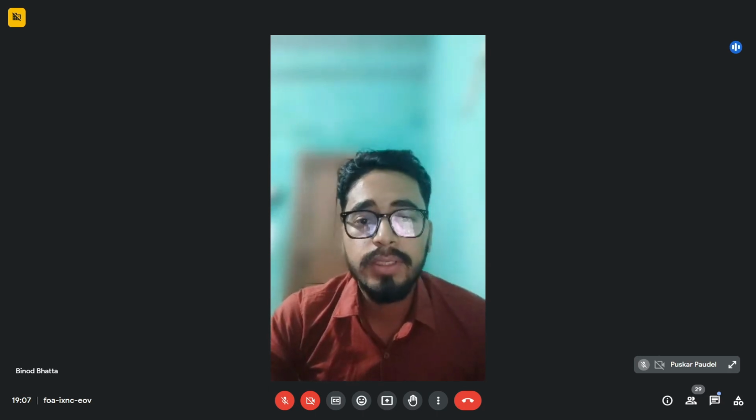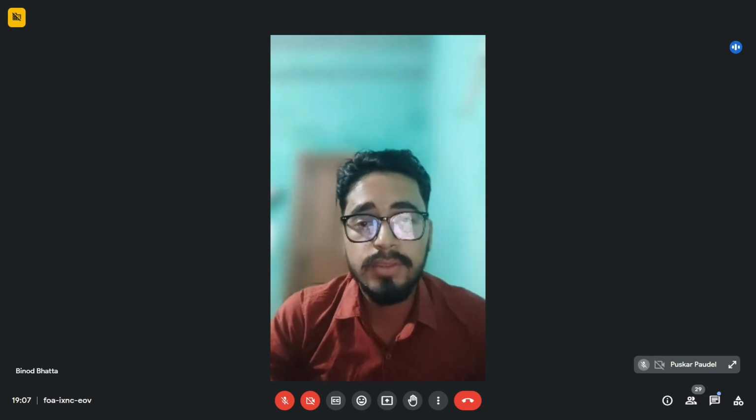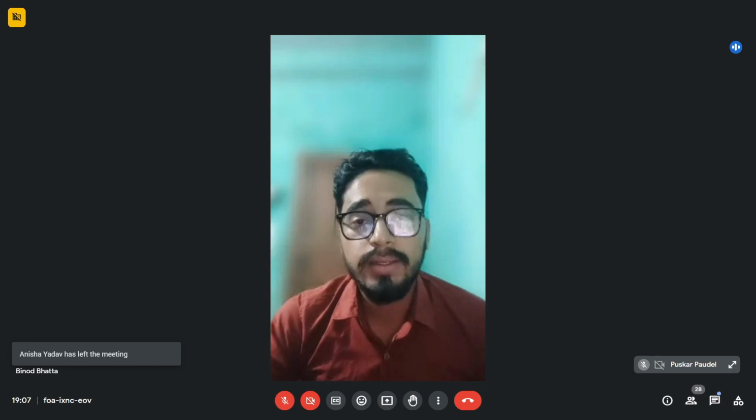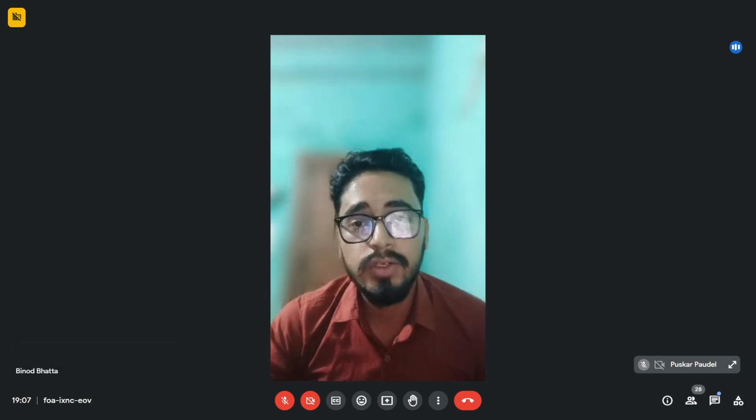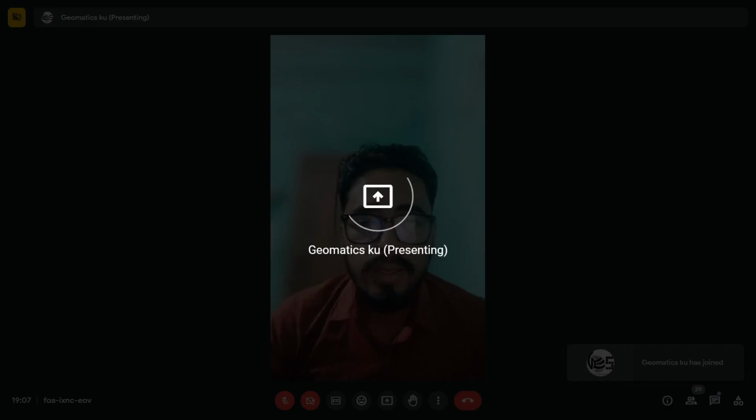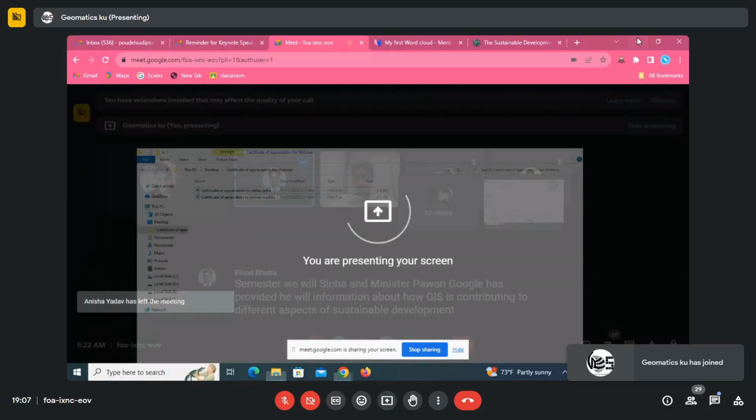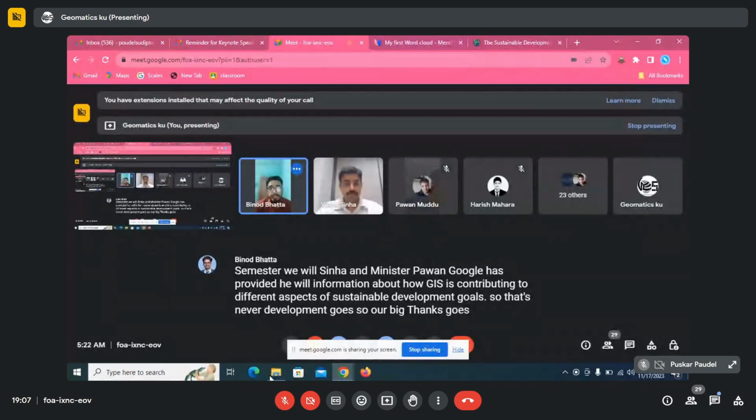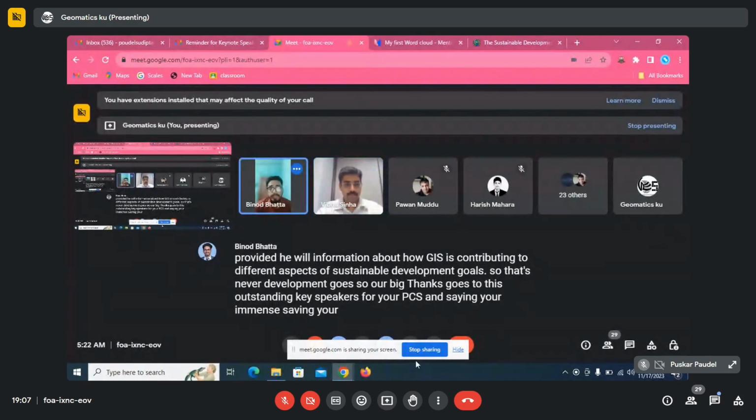In this session, our keynote speakers, Mr. Vibhu and Mr. Pawan Muddu, have provided valuable information about how GIS is contributing to different aspects of the sustainable development goals. Our big thanks go to these outstanding keynote speakers for your precious time and for sharing your immense experience with us in this session.